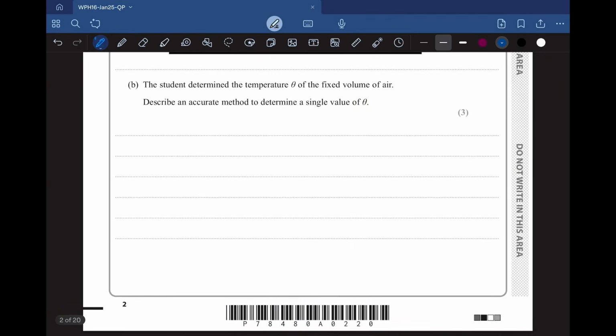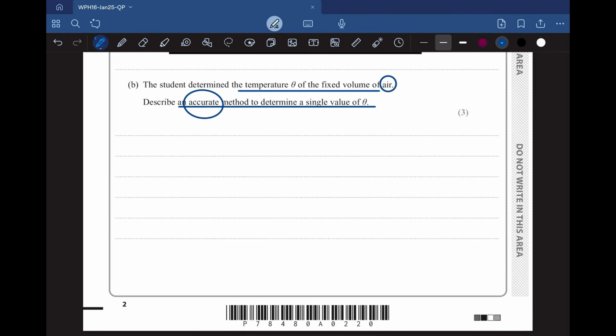Now the next question, it says the student determined the temperature theta of the fixed volume of air. So basically he has measured the temperature of the air. Describe an accurate method to determine a single value of theta. This is a very common question again. Now how can he measure a single value of theta accurately? This is the question, right?